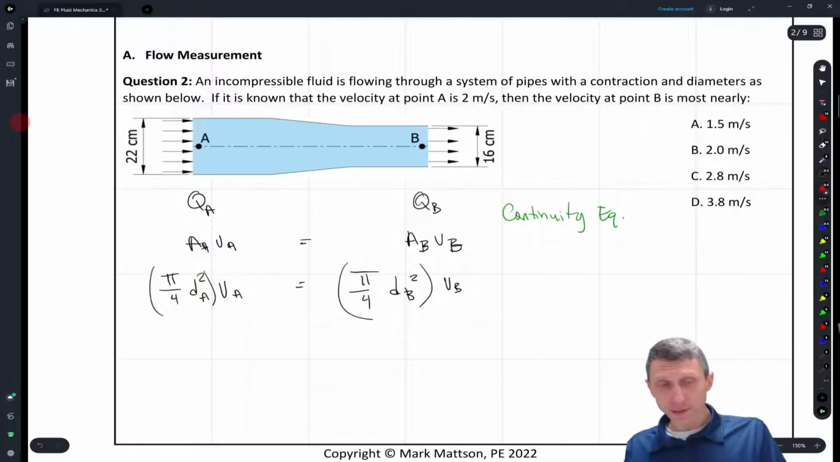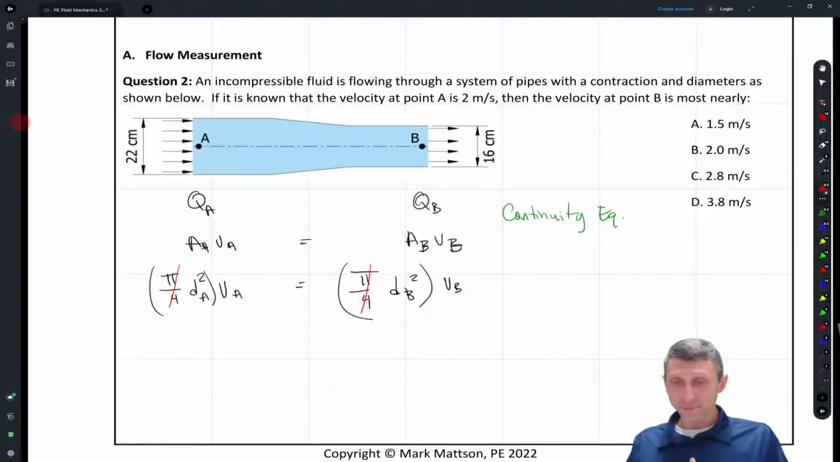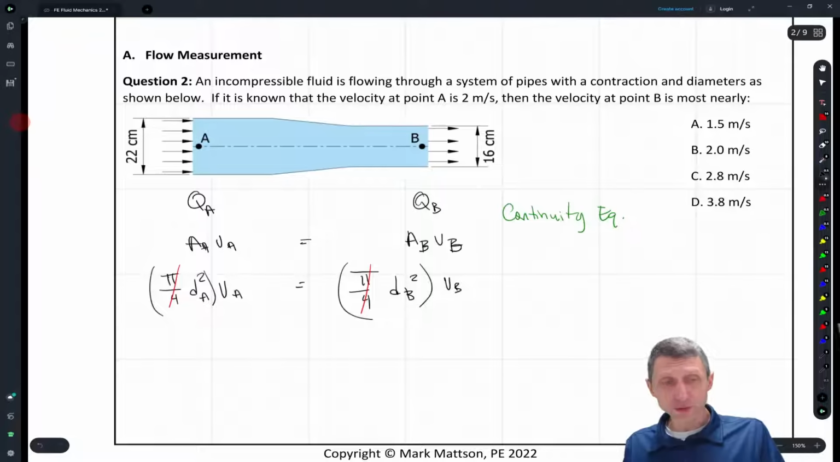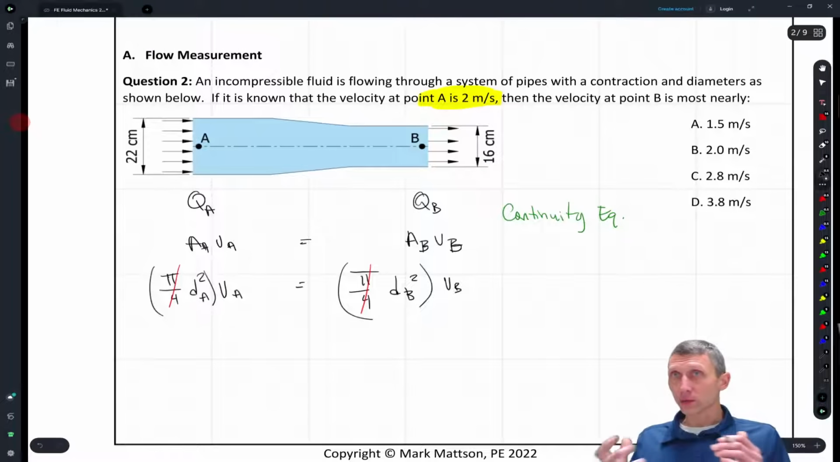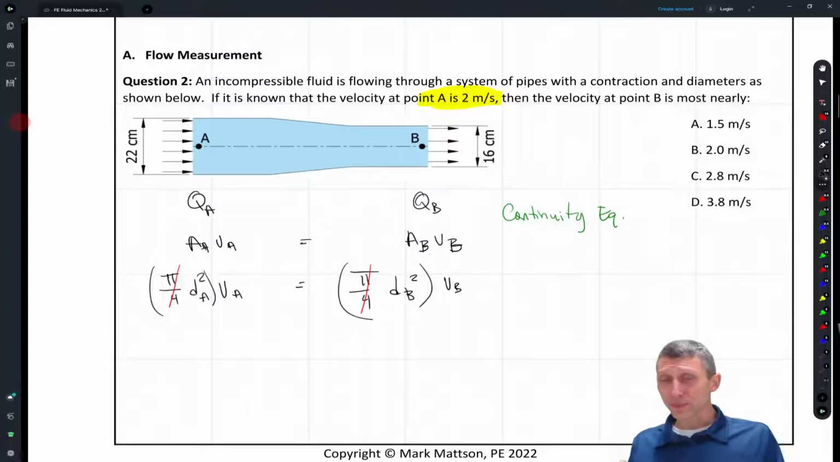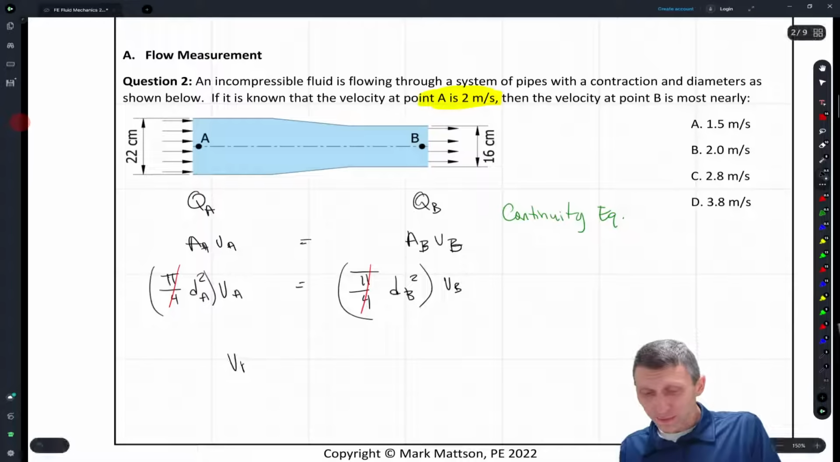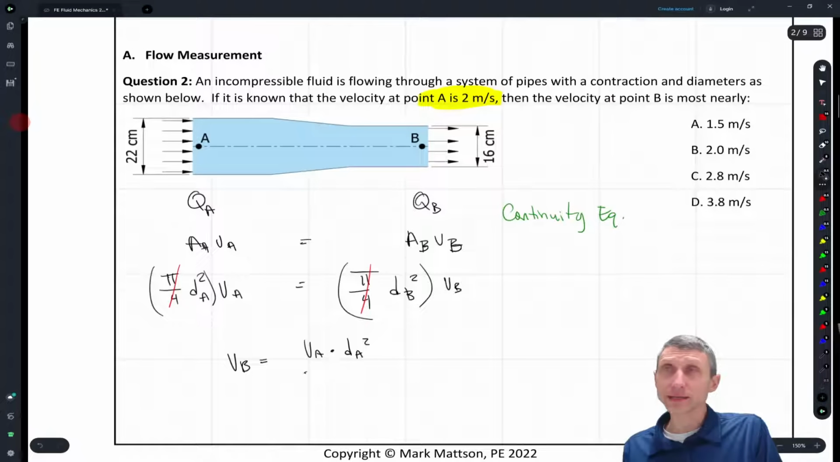So the good news is some of this stuff cancels out. The pi over 4 cancels out. And all that we get here is a relationship. We already know that the velocity at point A is 2 meters per second. So all we're going to do here is plug and chug, but what we get is the velocity at B equals what? Well, the velocity at A times the diameter at A squared divided by the diameter of B squared.